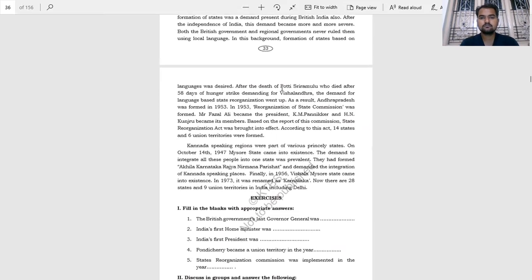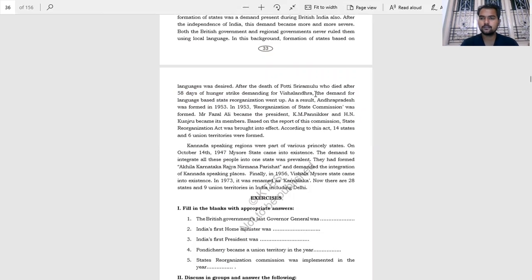And behind that, the leader called Potti Sri Ramalu was the main person who fought, demanding the state for the Andhra people, that is Andhra Pradesh. He wanted to make a Vishal Andhra. So he sat on a 58-day hunger strike demanding Vishal Andhra, for the Andhra speaking people.